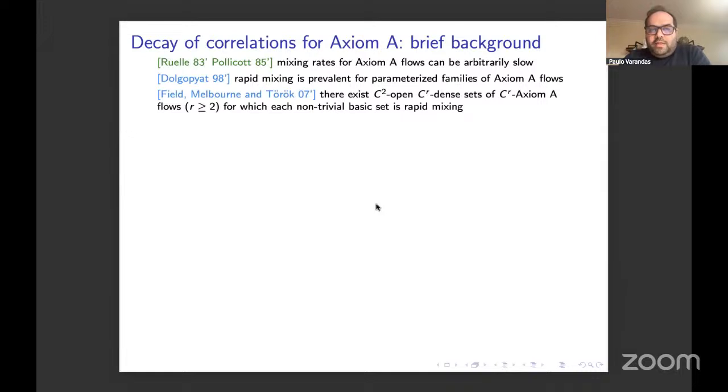Then in 1998, Dolgopyat proved that rapid mixing, so mixing which is faster than any polynomial, is prevalent for parameterized families of Axiom A flows. And Field, Melbourne, and Török in 2007 proved that most hyperbolic flows, so C2 open and C^r dense Axiom A flows, have that each non-trivial basic set is rapid mixing. This was proven based on certain Diophantine conditions on periods of periodic orbits, which cause this fast, rapid mixing.